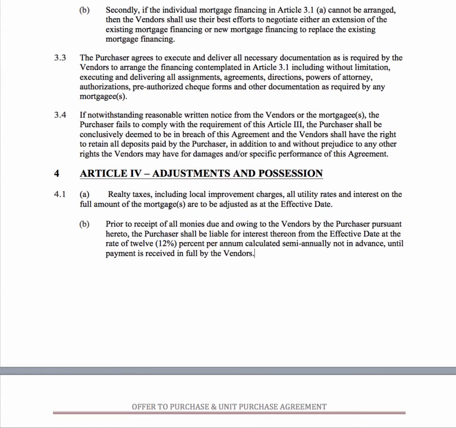Okay. Adjustment in possession, very simple. Realty tax, including local improvement charge, utility rate, and interest on full amount of the mortgage are to be adjusted as of the effective date. So the day you take the property, you're the legal owner, taxes, insurance, and all that will be adjusted as of that day. Now, if by any chance you owe us some money that you haven't paid for whatever reason, you're short $3,000 or $4,000, $5,000, after the effective date, we will charge you 12% interest on that money.